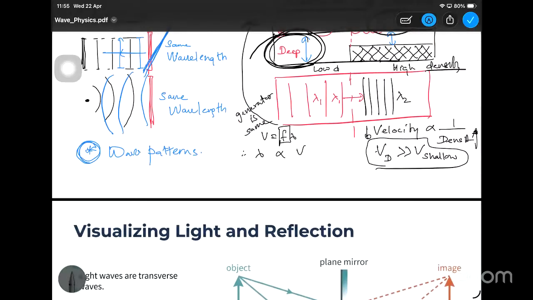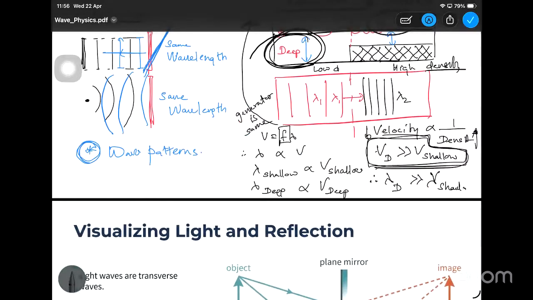So which means the shallow lambda value will be directly proportional to the speed of the shallow region. If we take the deep region, it will be directly proportional to the velocity of the deep region. So here you can see the deep region has a higher velocity than the shallow region. So finally we can say lambda d will be higher than lambda s, which means the shallow region will have a low velocity.